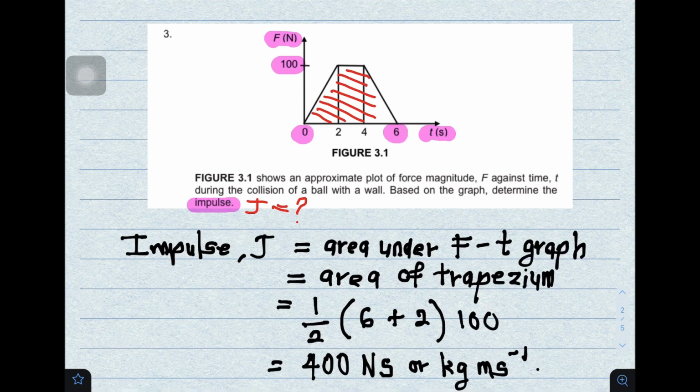So to get the impulse, J, this is equal to the area under the F-T graph. So you are going to get the area of the trapezium. We need to apply the formula of an area for the trapezium. So here I will get half in the bracket of 6 plus 2 times 100. So you are going to get the impulse is 400 Newton second or in the unit of kilogram meter per second.